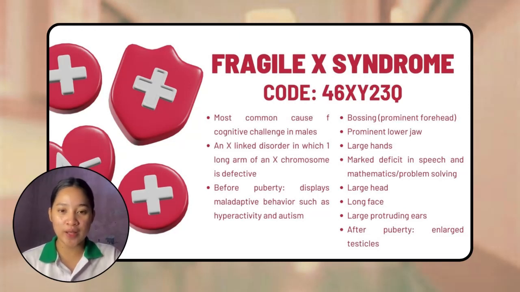Physical features. While less pronounced than in some other syndromes, individuals with Fragile X syndrome may have certain physical features, including a long face, large ears, and a prominent jaw. Speech and language delays are common in individuals. They may have difficulty with expressive language, social communication, and understanding abstract concepts. Early intervention, supportive therapies, and specialized education programs can help individuals with Fragile X syndrome manage their symptoms and improve their quality of life.